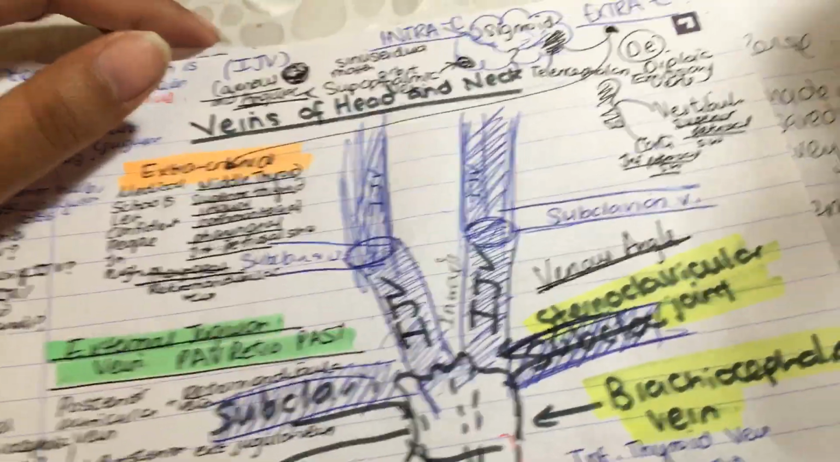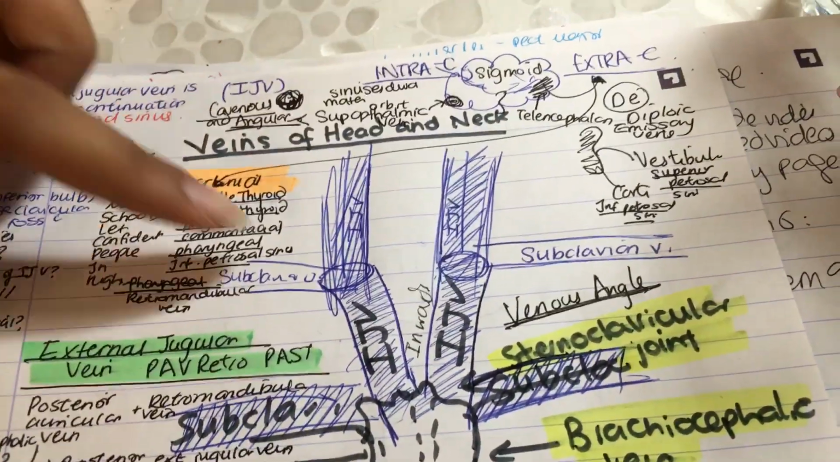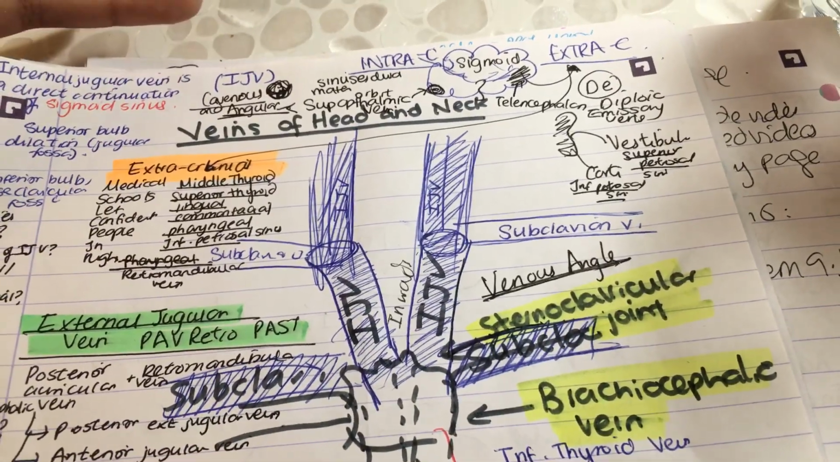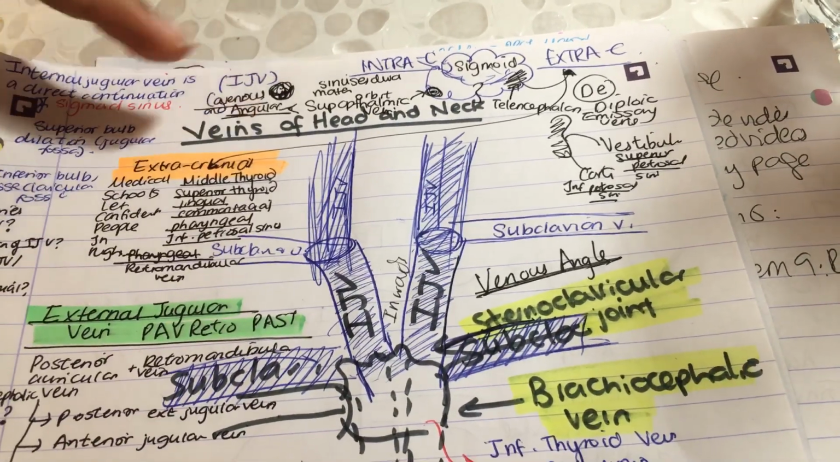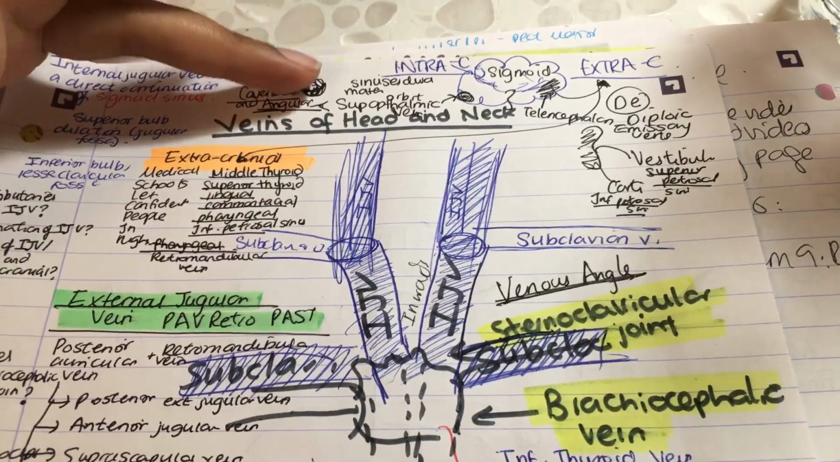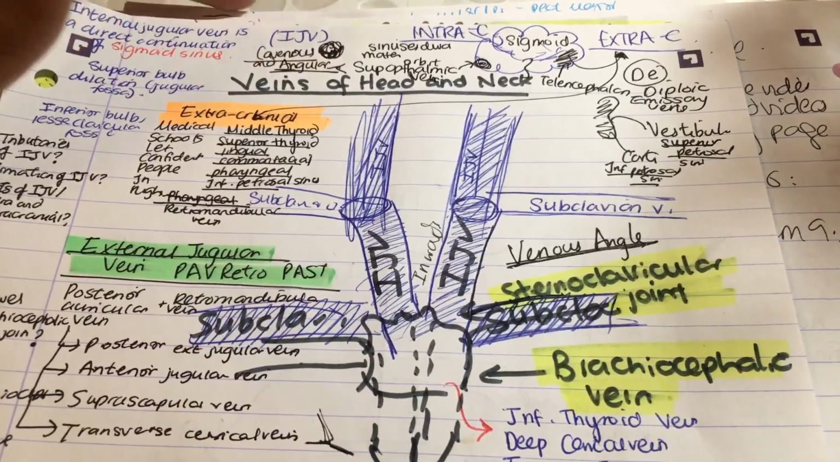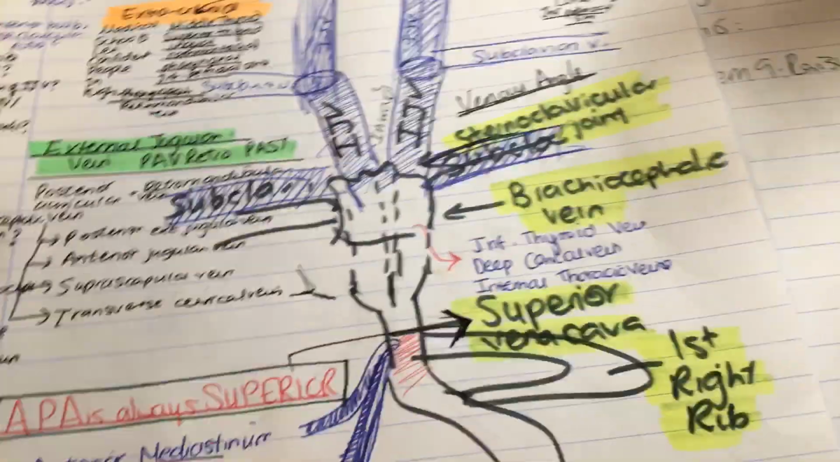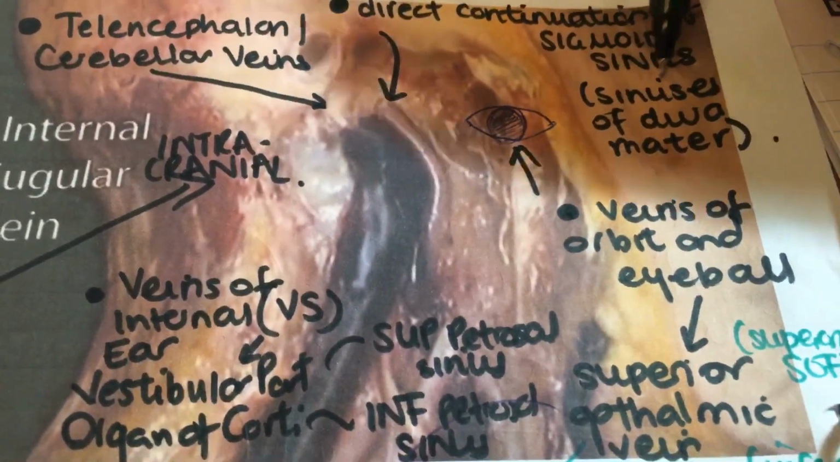Now, in terms of the internal jugular vein, here's the internal jugular vein. It goes to the neck region and the head region, and it has both intracranial and extracranial branches. For its intracranial part, the internal jugular vein is actually a direct continuation of the sigmoid sinus and the sinuses of the dura mater. Then the internal jugular vein has a number of intracranial supplies.